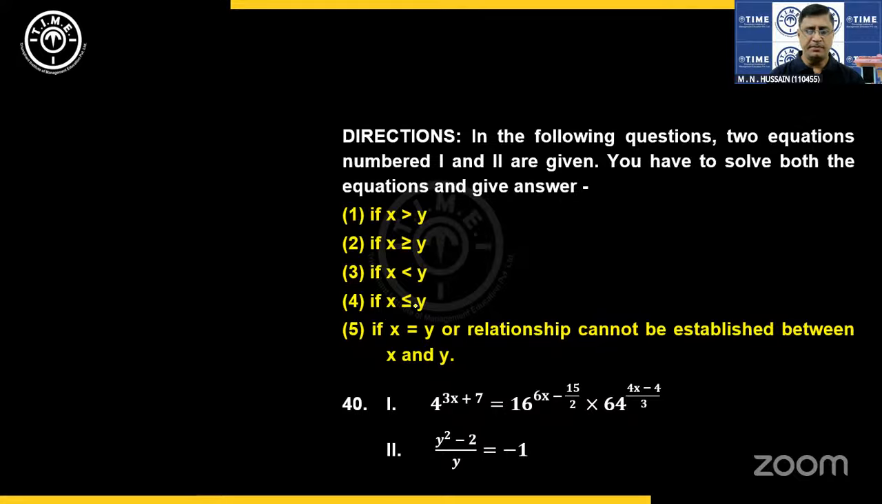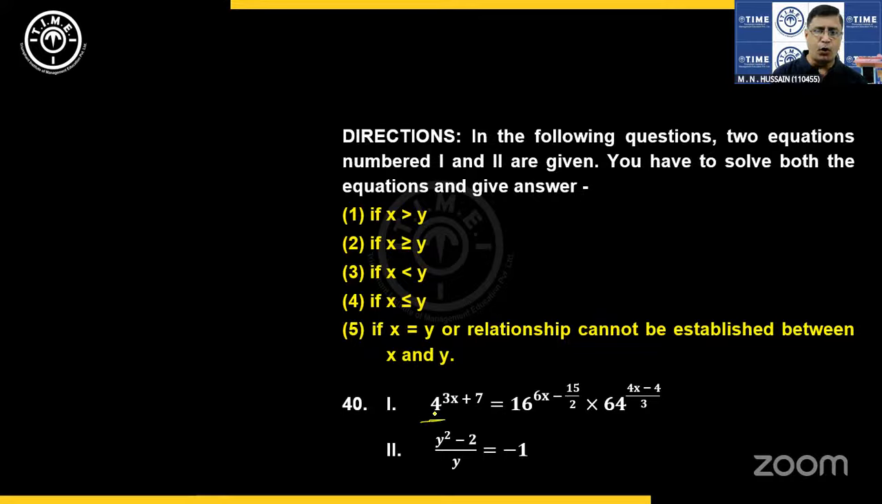Question number 40. 4 power 3x plus 7 is equal to 16 power 6x minus 15 by 2 into 64 power 4x minus 4 by 3. Okay, second statement, y square minus 2 by y is equal to minus 5. Look at the first one. By making the bases the same, we can find out the value of x.